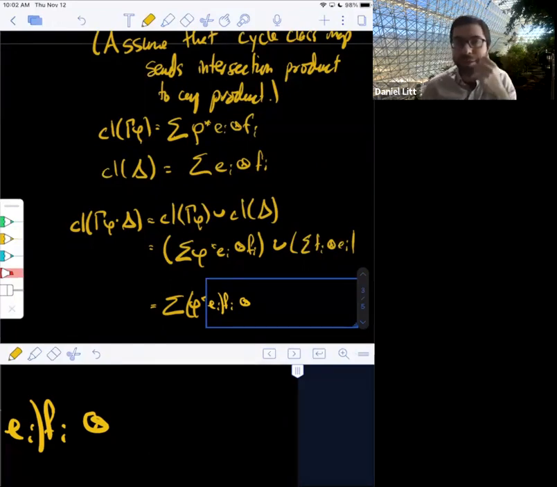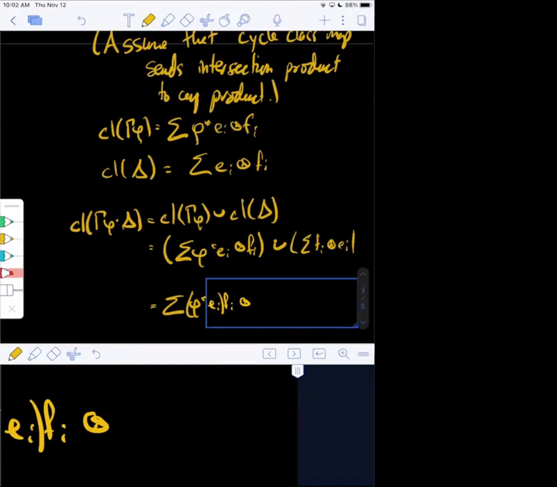So what do you get when you cup Fi with EI? We already discussed this last time. Should you get 1, but also should these indices be the same, or maybe one should be J's and not I's?